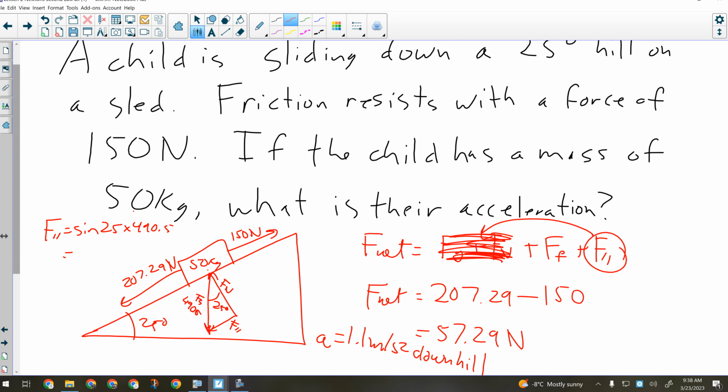All right, everyone kind of follow me on that? Okay, so the big thing we have to remember with inclined planes is we already take into account gravity and normal force when we calculate F parallel, so they're already done, don't put them in again.